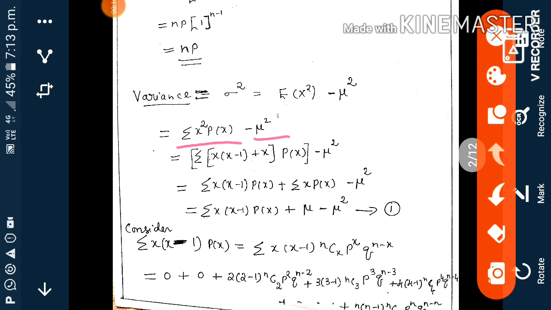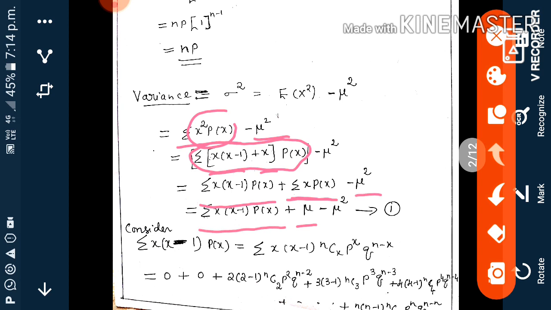Now we will rewrite this x square p of x as x into (x minus 1) plus x, into p of x. When we simplify this, we get the same term x square p of x. So we have written this as x into (x minus 1) plus x, into p of x, so that we will get the next term as summation x p of x, which is mu. So now we will separate this: summation x into (x minus 1) p of x is the first term, summation x p of x is the second term, and minus mu square is the third term. Now summation x p of x is mu, so we have summation x into (x minus 1) p of x plus mu minus mu square. Now take this as 1.